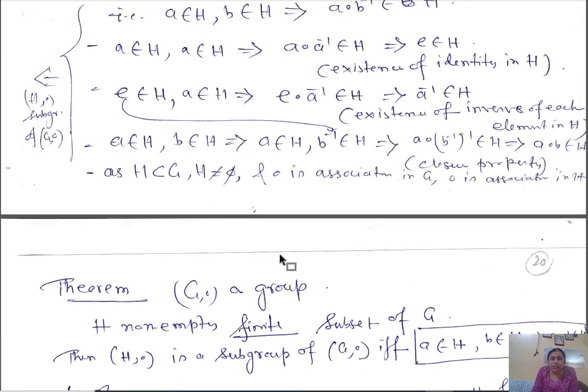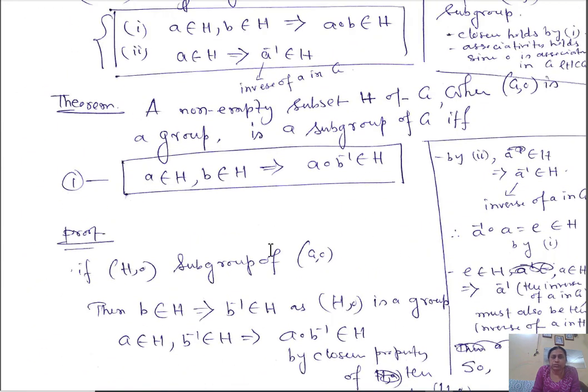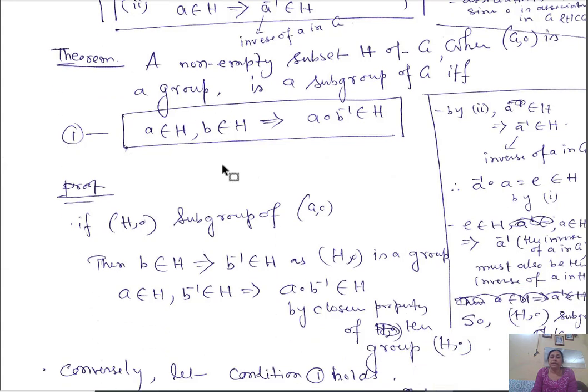Okay, let us prove the previous one also. H is a subgroup of G if and only if a composition b inverse belongs to H. So suppose this is a subgroup. If b belongs to H, then b inverse also belongs to H. So a belongs to H, b inverse belongs to H.